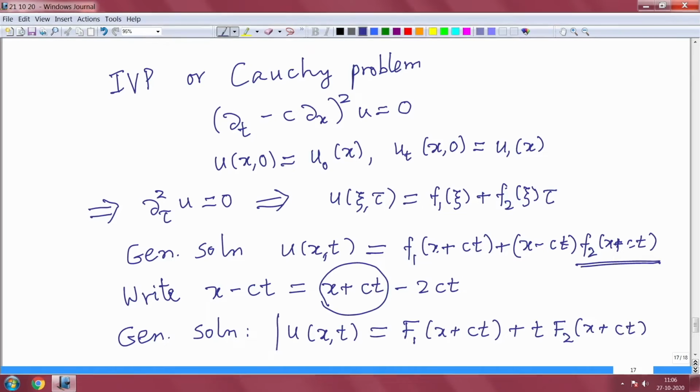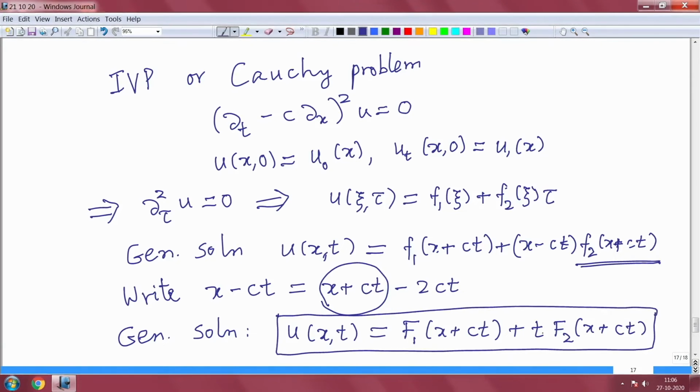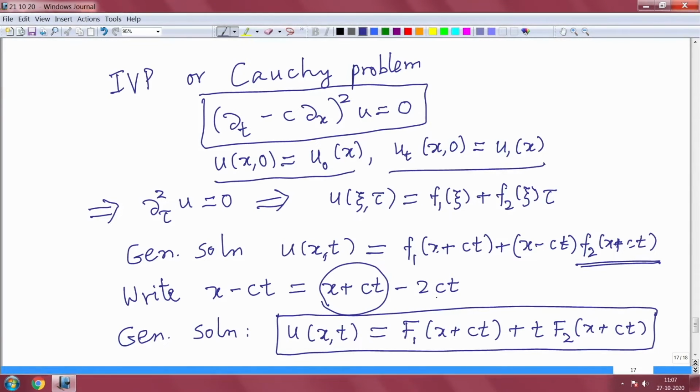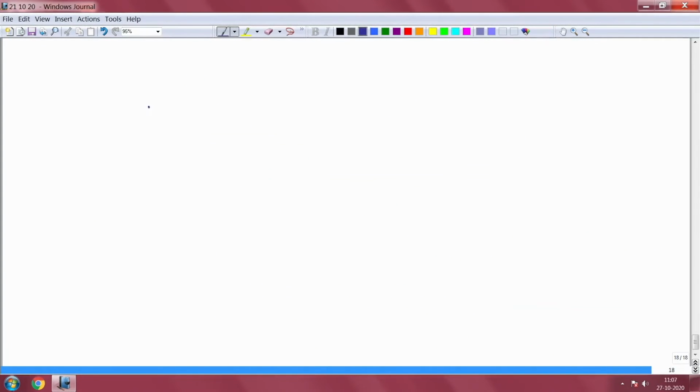So, you can easily verify that the expression given by this for u satisfies the given equation. This is the equation. And now, in order to determine f 1 and f 2, again just recall what we did in the case of the wave equation to arrive at D'Alembert's formula. So, I leave it as an easy exercise. So, you plug in the initial conditions in this general form, and finally, you obtain the solution.